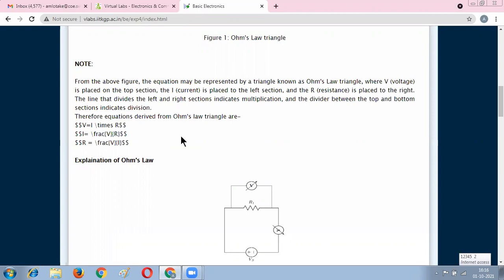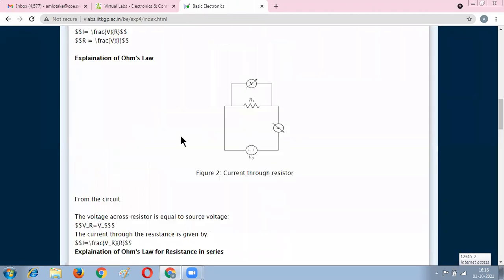Next is the experiment given for the explanation of Ohm's law. The voltage we are going to apply, the positive supply and negative supply, will be connected to a battery, Vs. To that the resistance will be connected, and the voltage drop across that resistance will be measured by the voltmeter. The current flowing through that resistor will be measured by the ammeter. The ammeter is connected in series with the resistor, and the voltmeter is connected in parallel with the resistor.